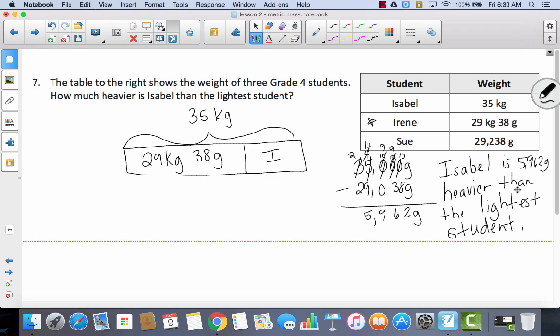So I hope that you've learned today. The main thing that I want you to remember is that 1 kilogram is equal to 1,000 grams, and that when you're converting from one to the other, you can use place value, and you can think of these as being unit form, and this as being standard form, and kilograms being 1,000. And that's actually what kilo means. It means 1,000.